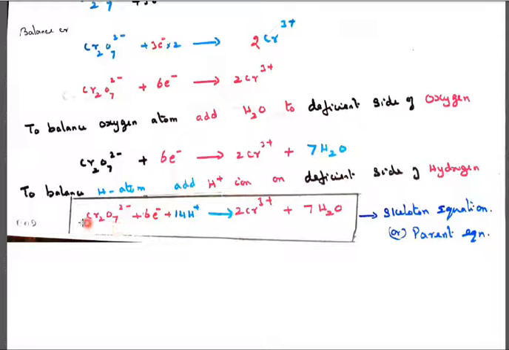Just see here: 2 chromium, here 2 chromium. And here 7 oxygen, here also 7 oxygen. And here 14 H plus, and here 7 into 2, 14 H. So this is called the skeleton equation. This is called the parent equation.